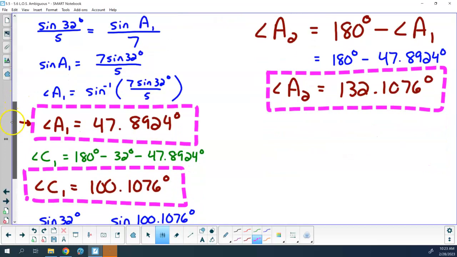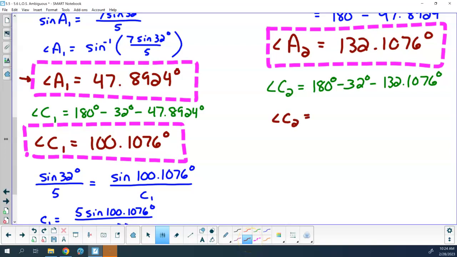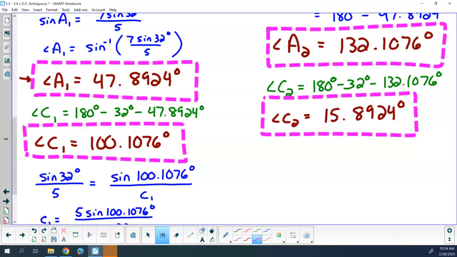Which means now we can find angle C sub 2. 15.8924 degrees.